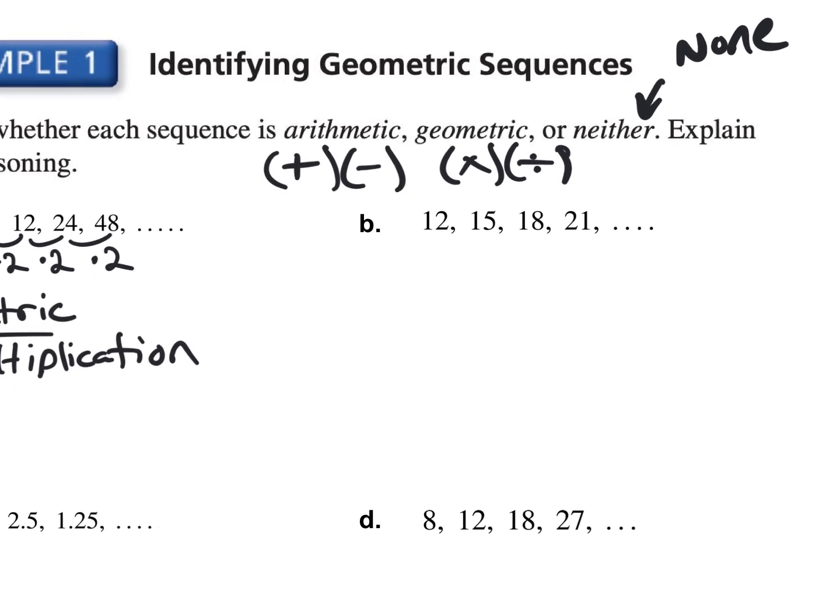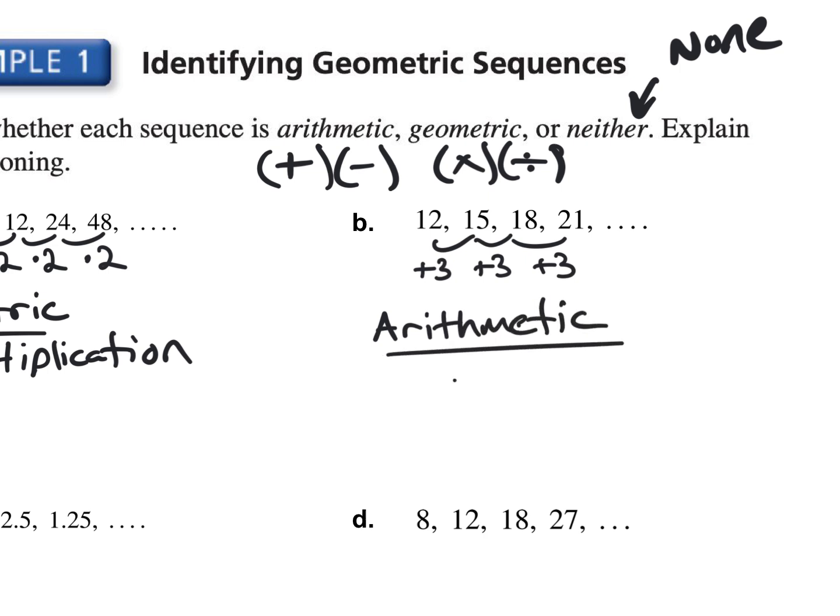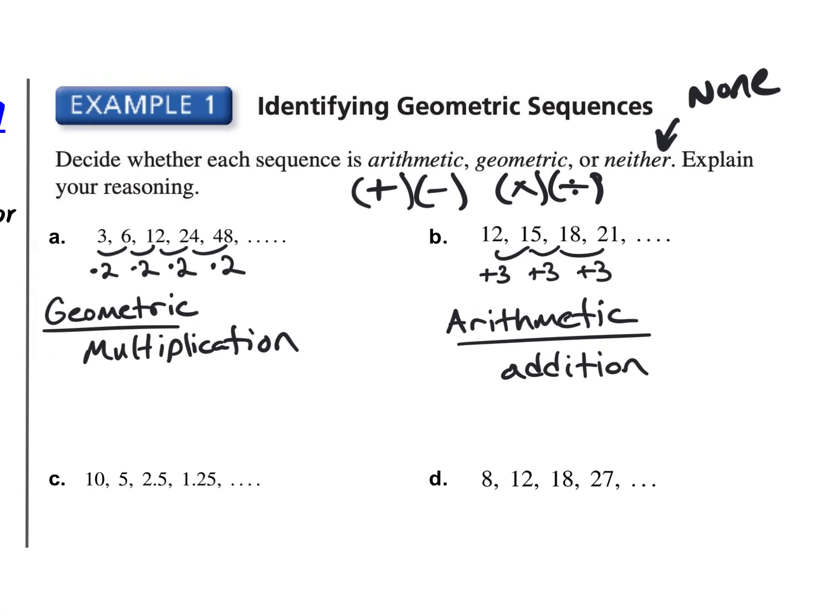Part B, we have the sequence 12, 15, 18, 21, and it would continue going. We're not multiplying, we are adding by 3. And so when we are adding, that's under arithmetic, so this is an arithmetic sequence. Moreover, this is a linear function or a linear sequence because it's adding consistently. And we would say we have a common difference.